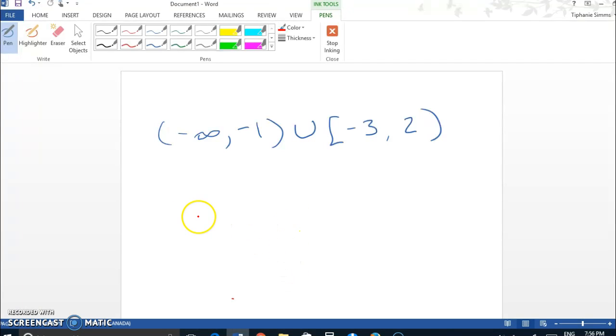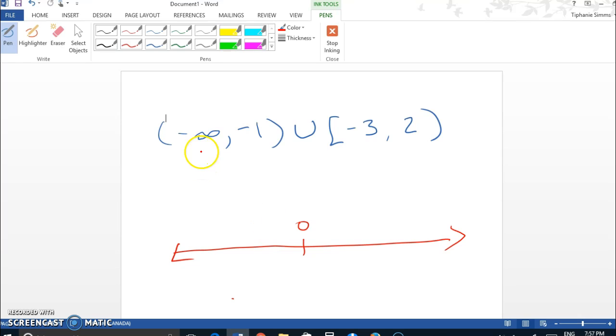Hey Leslie, for this question we're going to use graphs to find the interval, and what we're looking at here, we have the interval from negative infinity to negative 1, and we're looking at the union of that with this interval here, negative 3 all the way to 2. So when they say use graphs, picture a number line.